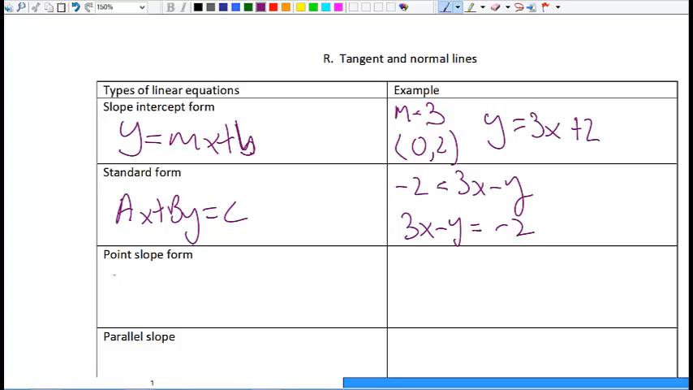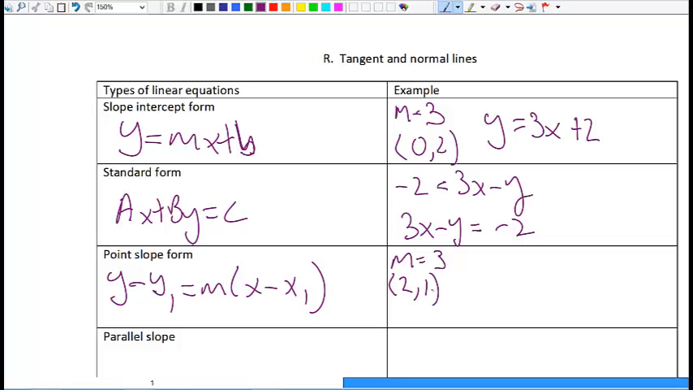Point slope. y minus y1 equals m times x minus x1. Now, the benefit here is you can pick any point. So let's say I give you the slope again being 3, but let me tell you that it happens to go through the ordered pair (2, 1). Not just the y-intercept this time, but any other random point. And so I can very quickly get that into point slope form, which is y minus the y-coordinate of the point, which is 1, equals m, so 3 times x minus the x-coordinate of the point, 2.